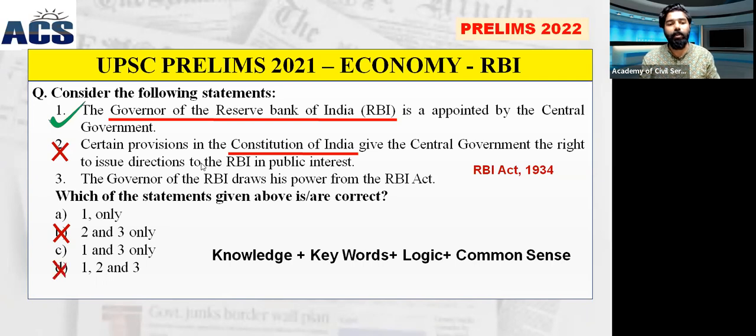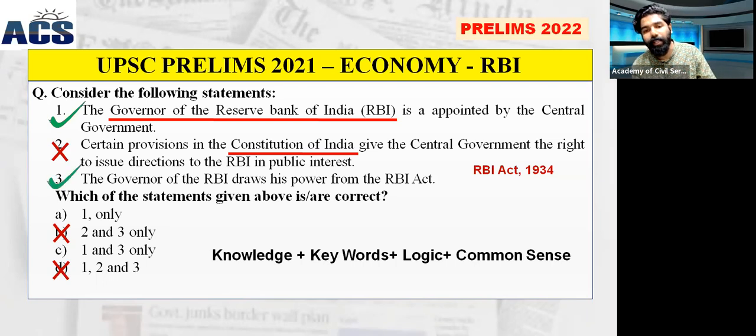If the second statement goes wrong, we will eliminate option D, 1, 2, and 3. The last option is also right: the governor of RBI draws his power from the RBI Act. That way, the third statement is also right, and there are no negative words here. That they draw from the RBI Act of 1934 is also basic knowledge that we should know. So the right answer to this question was option C, 1 and 3.